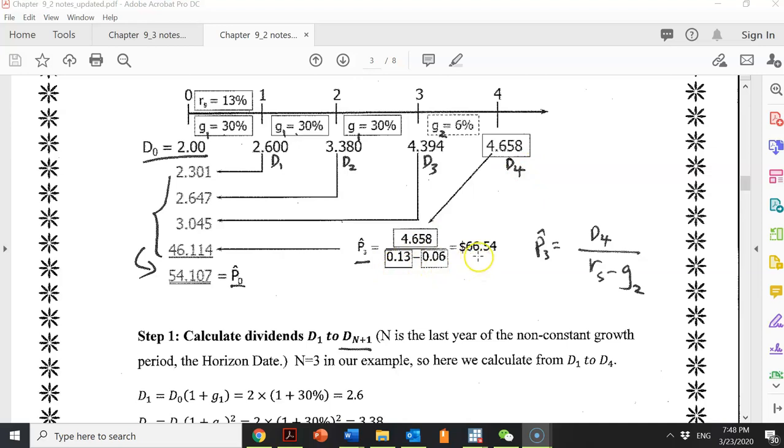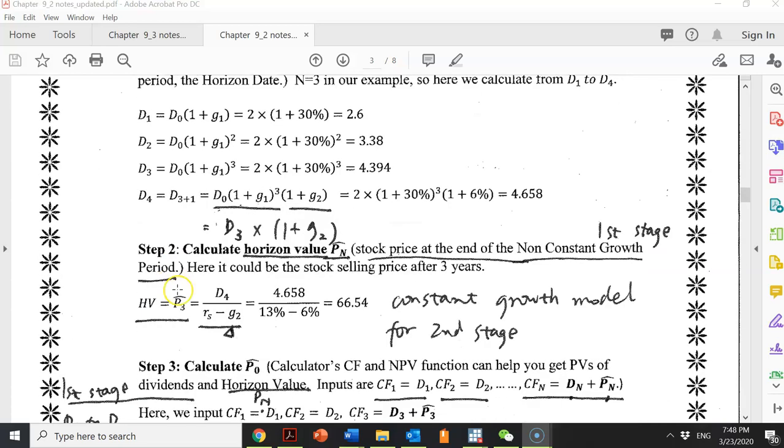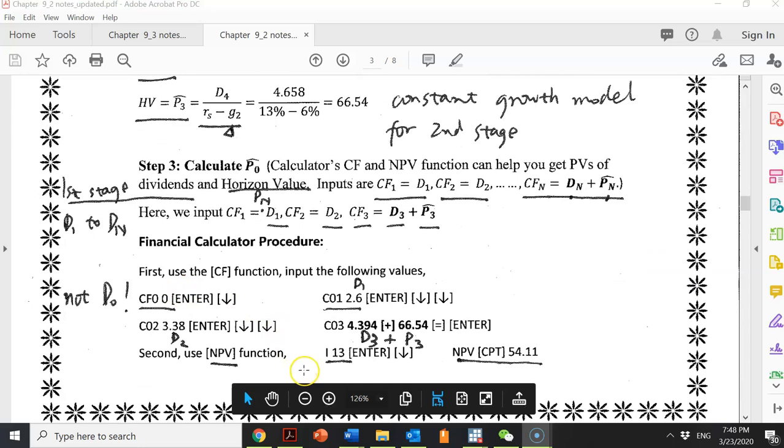For P3, first we calculate it by using D4 over RS minus G2. So we have 66.54. And then we divide by 1 plus 13% cubed. So we have 46.114. And then we add these four numbers up. So we have P0 hat as 54.107. You can discount D1, D2, D3, P3, these four flows manually, or you can use the cash flow function on the calculator.